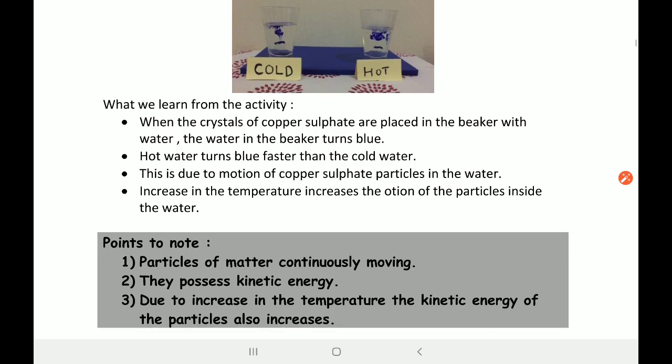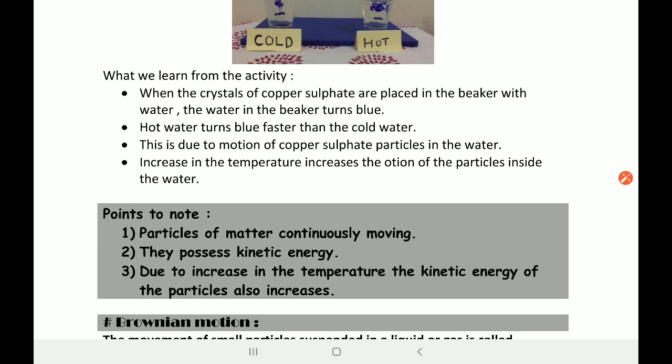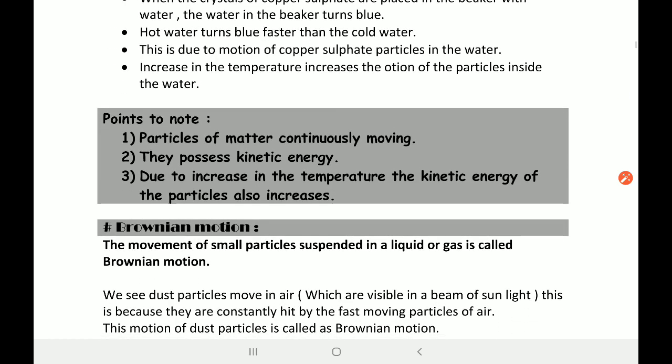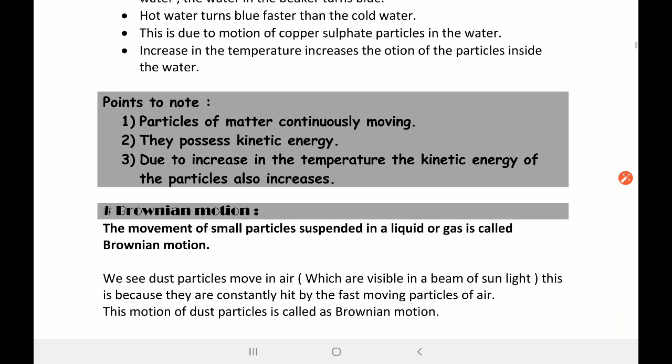So anyway, copper sulfate, or we use potassium permanganate in the activity. Here it is said copper sulfate. Copper sulfate is blue in color, that's why the blue color is seen there, and potassium permanganate is red in color. Anyway, points to remember: particles of matter are continuously moving. They possess kinetic energy. When temperature increases, the kinetic energy of the particle also increases.